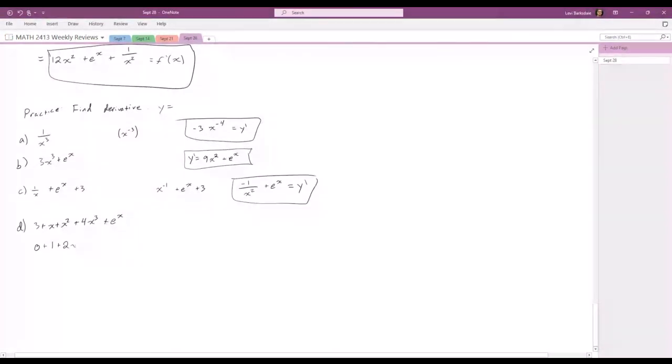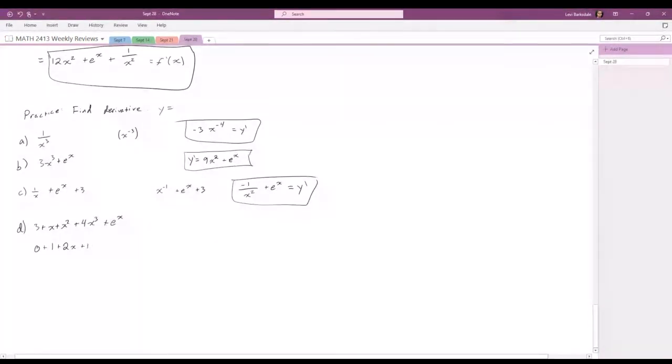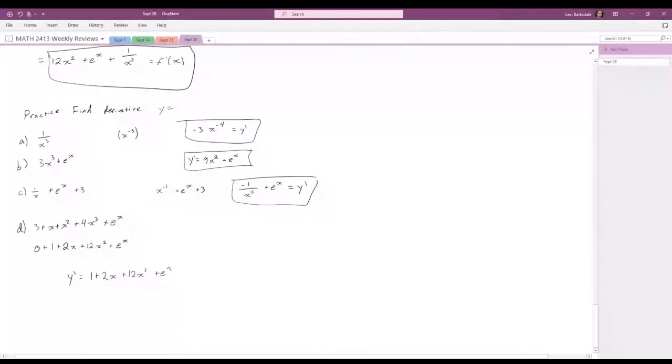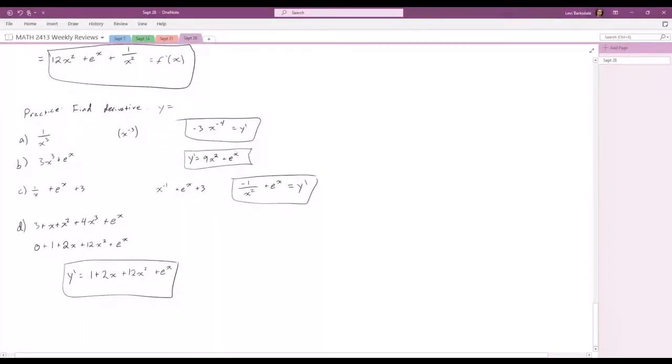Derivative of x squared would be 2x to the 1 first power. Then you would have 4 times 3 gives 12 times x, decrease the power by 1, and plus e to the x. So our final derivative is 1 plus 2x plus 12x squared plus e to the x. Any questions?